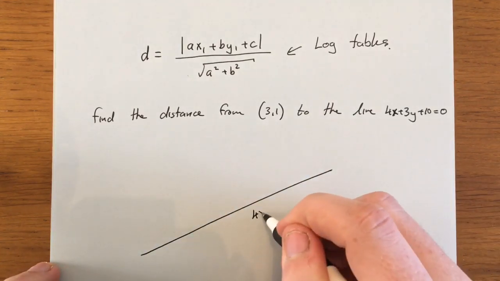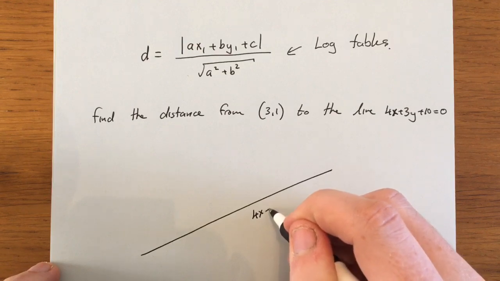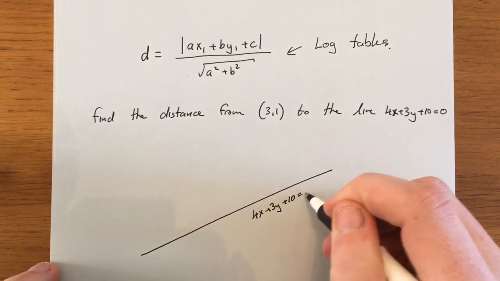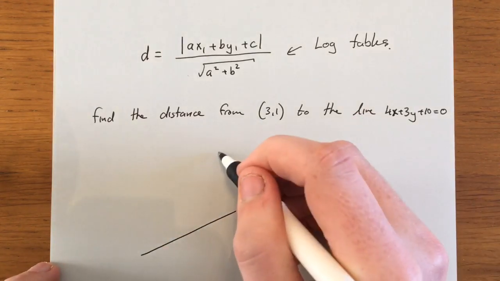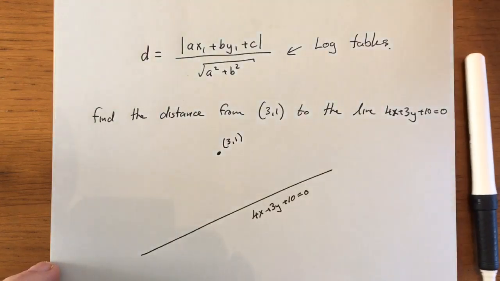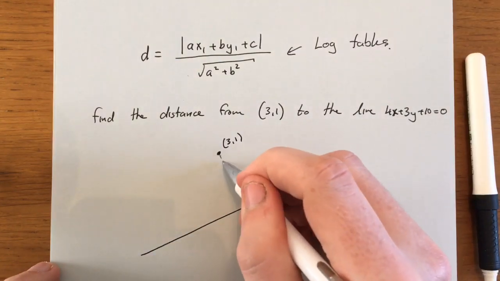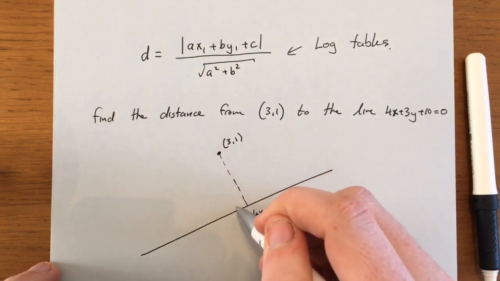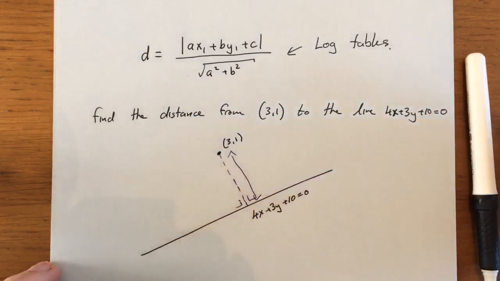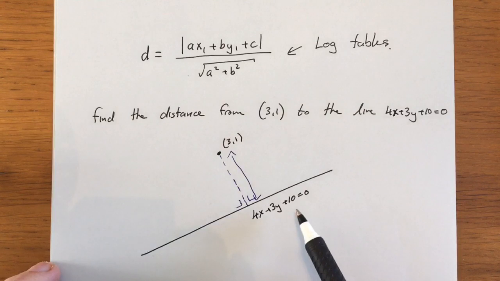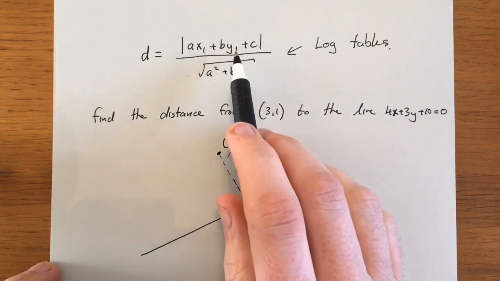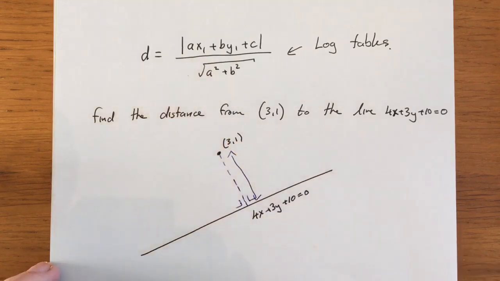So what that would look like in a diagram is, there's our line, and that is the line 4x plus 3y plus 10 is equal to 0. And then our point might be up here, that's the point 3, 1. And the distance that this formula will calculate is this distance here, the perpendicular distance from this line to that point. And all you have to do is fill in this formula here.